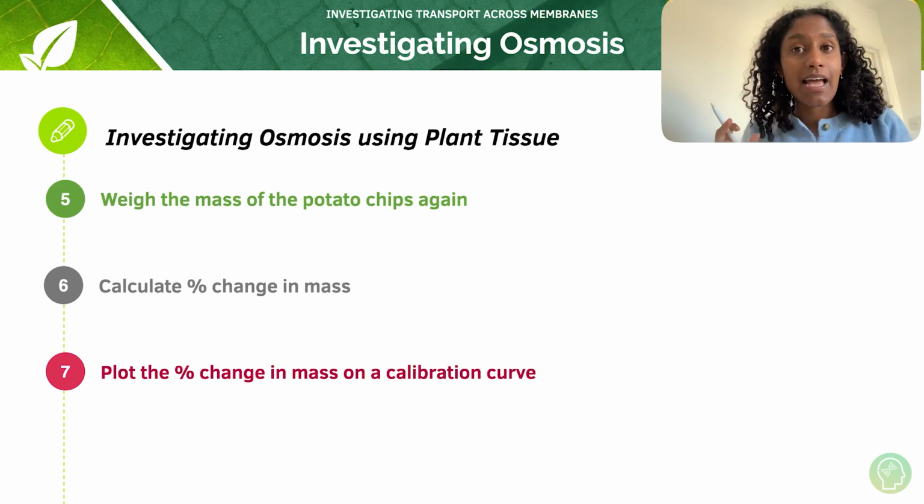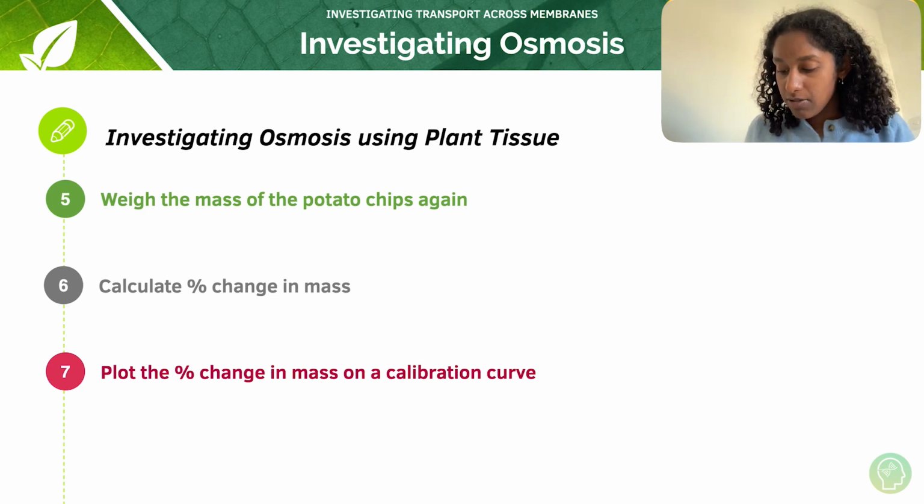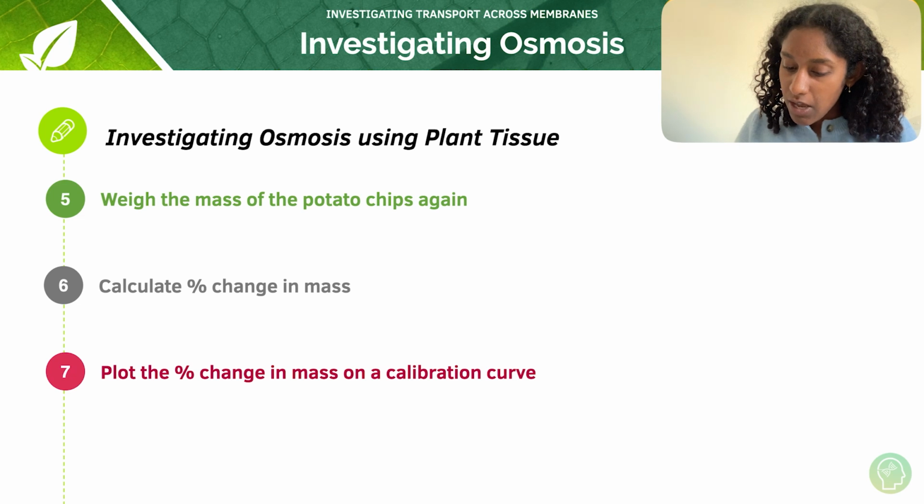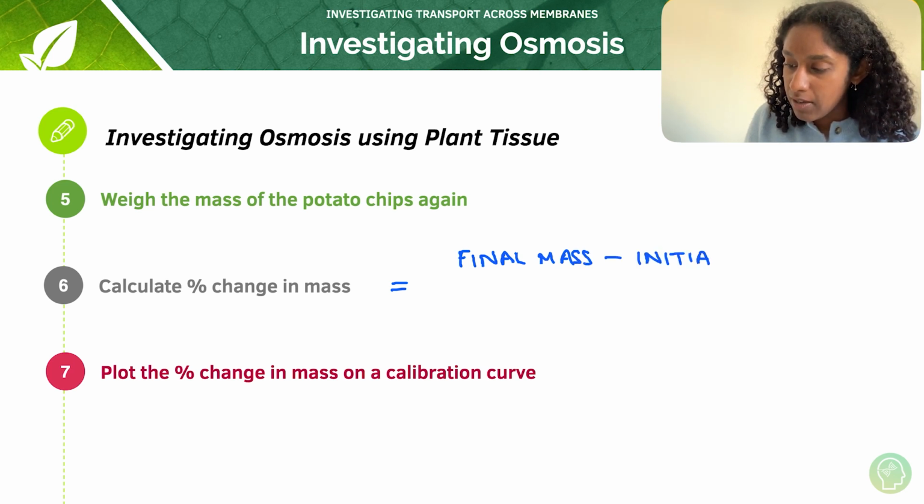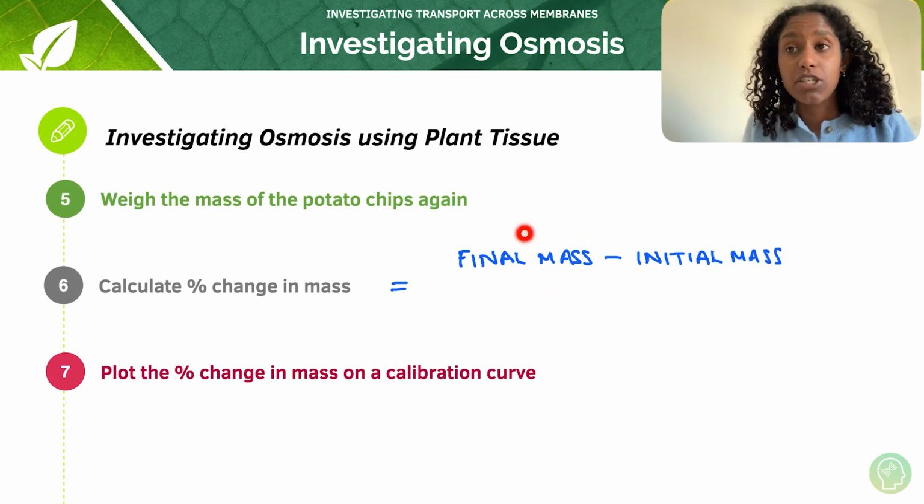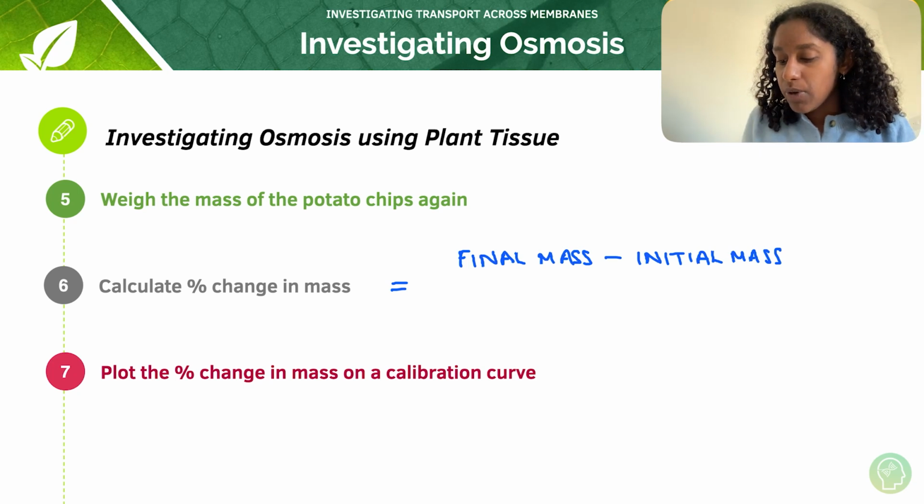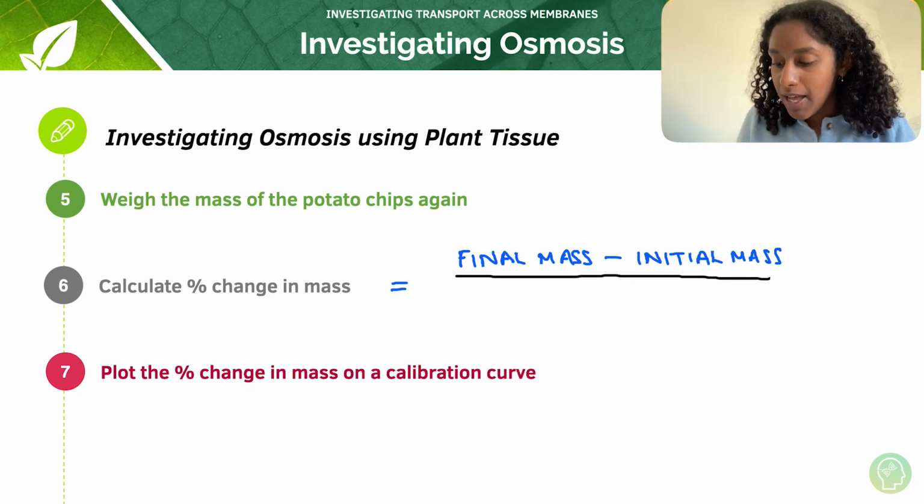And then what we need to do is calculate the percentage change in mass. So I'm going to tell you how to do that. I'm just going to write out a little formula for you. So to calculate our percentage change in mass, we take our final mass of our potato chips and we minus the initial mass from that. So that's going to tell us how much that final mass of our potato chip has changed compared to our initial mass of our potato chip before we put it into the solution. We're going to divide that by our initial mass.